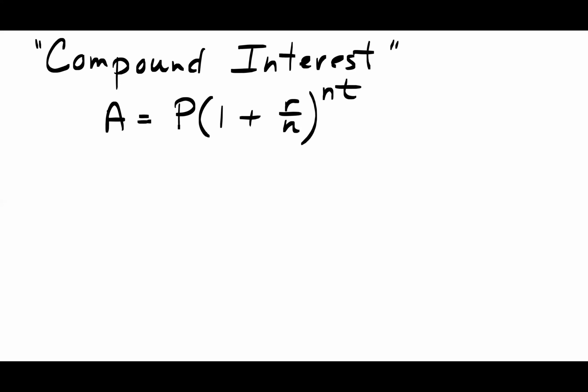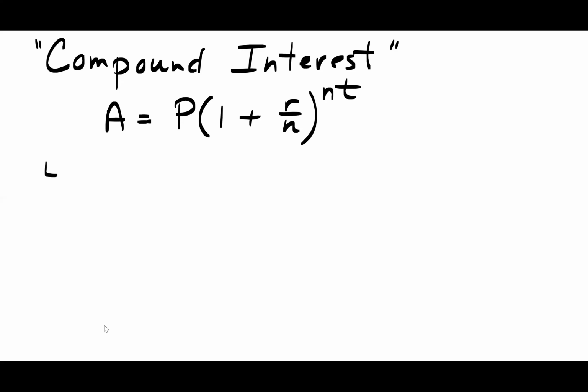We'll do this one together here. P is the principal, how much you are depositing into an account. R is the rate, the interest rate that you're getting. N is a funny one. N is the number of compoundings per year. That's what you want there. And T is in terms of years. So let's do this here.